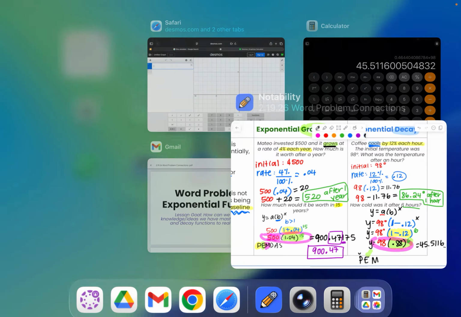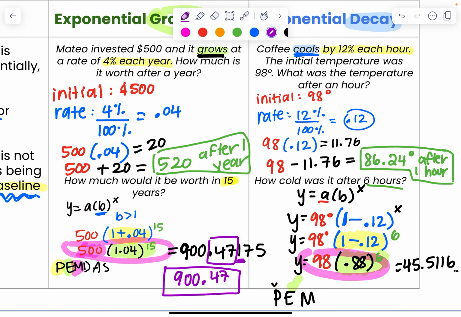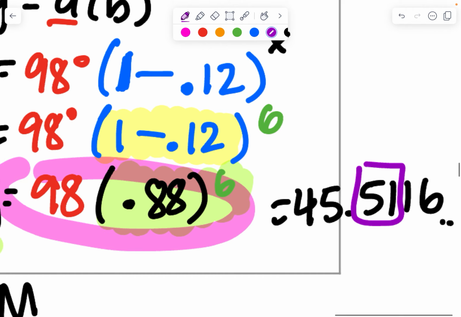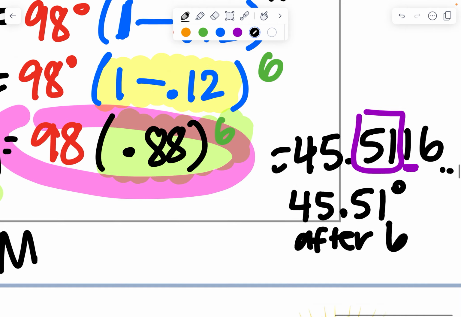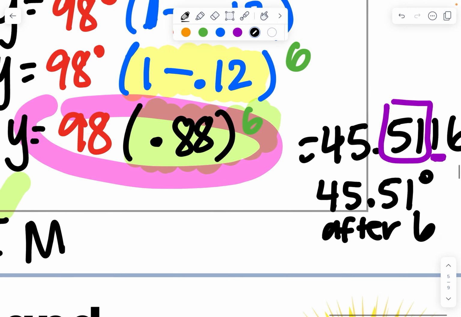And when it comes to money, actually, this is degrees. I could round, but I'm just going to say, let's pretend it's money right here. I'm not going to round it up. So my temperature after 6 hours is 45.51 degrees after 6 hours.